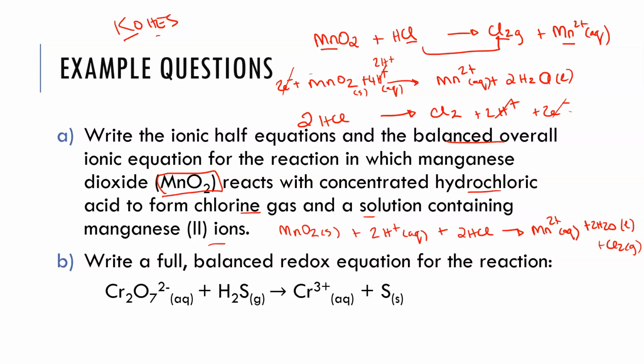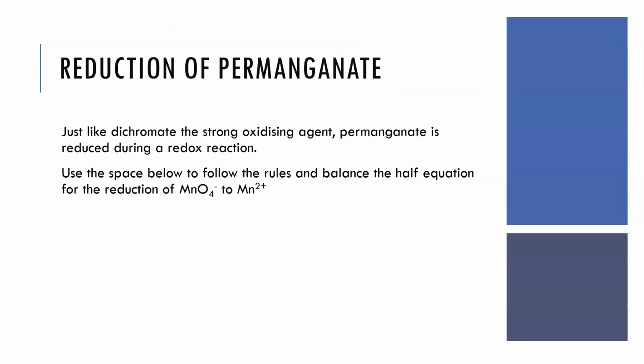As with everything, this requires practice, so I want you to do number B and put it in your notebook, and we will go through this example in class. Reduction of permanganate. Just like dichromate, it's a strong oxidizing agent, so the permanganate is reduced during a redox reaction. This redox pair is MnO4- going to Mn2+. So let's go through the balancing of this one. Make sure you write it down in your notes.